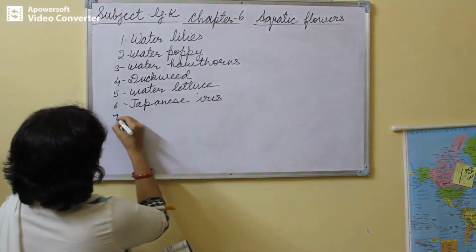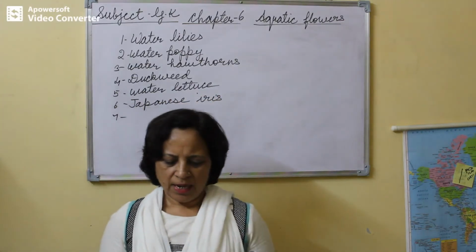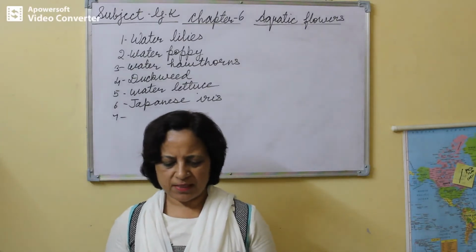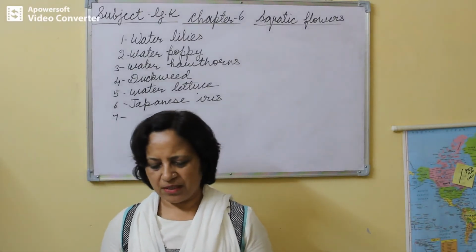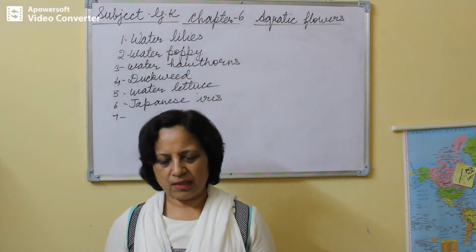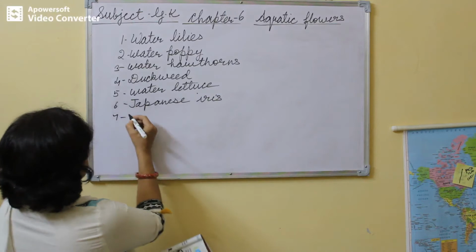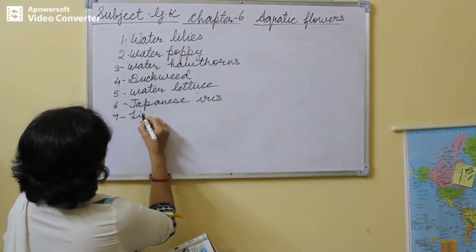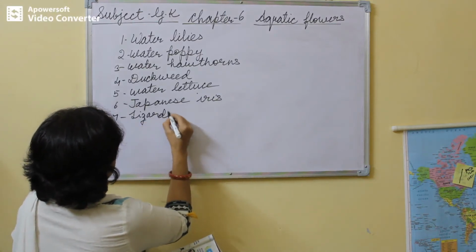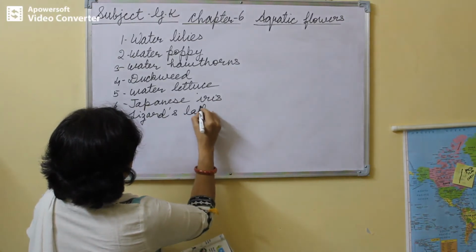Japanese iris. Seventh has heart-shaped leaves with pleasant creamy white flowers in the summertime. It requires a lot of sunlight. Answer is lizard's tail. Lizard's tail.